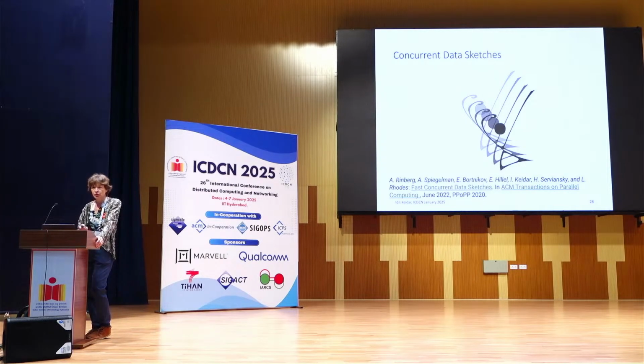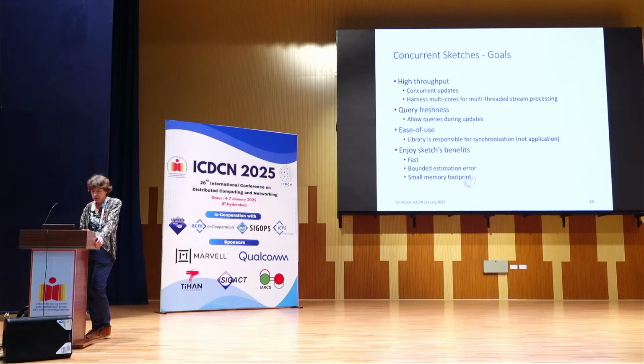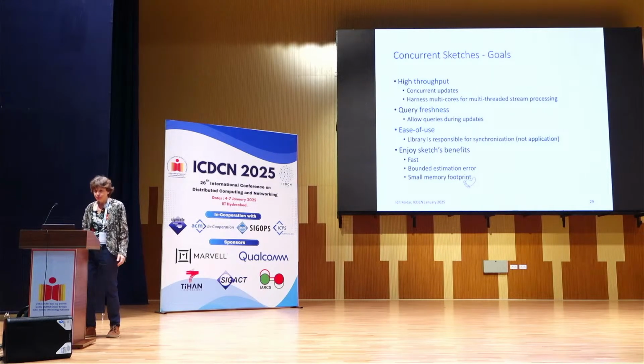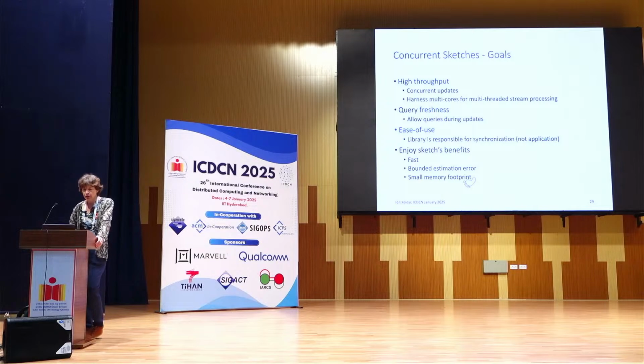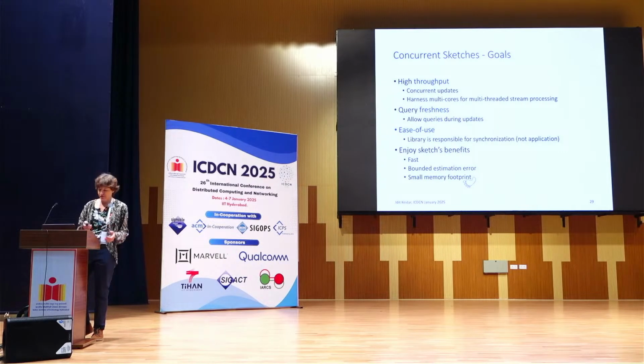That's the first result we have in this vein. It's a paper from PPoPP 2020, which also later appeared in a journal. So basically, I guess I went over all of these things, but we want to get high throughput, we want query freshness, we want it to be easy to use, so users don't have to worry about locks, they just have a library, and this is important for an open source project. And to continue to enjoy all the benefits of the sequential sketch.